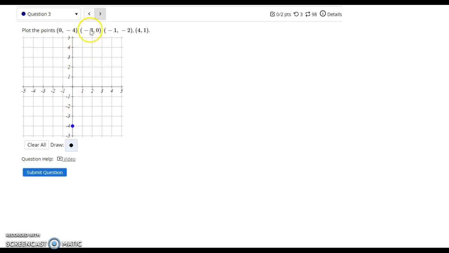Okay, the second point, we're going negative 3 for x, and then we're going 0 for y. So 0 up and down, and left 3. Okay, this one we go left 1 for x, down 2 for y. And then this one, the last one, we go right 4 and then up 1.